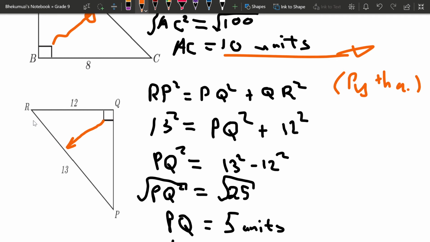Since you know RP, you put RP 13 in the place of RP, so it's 13 squared, and QR, you know that it's 12, so it's 12 squared, and then you take 12 and subtract it on the other side, so you are actually solving for PQ. When you're solving for PQ, this is how it would happen, and then you get to your answer that it is 5 units. Okay, so that's very straightforward.